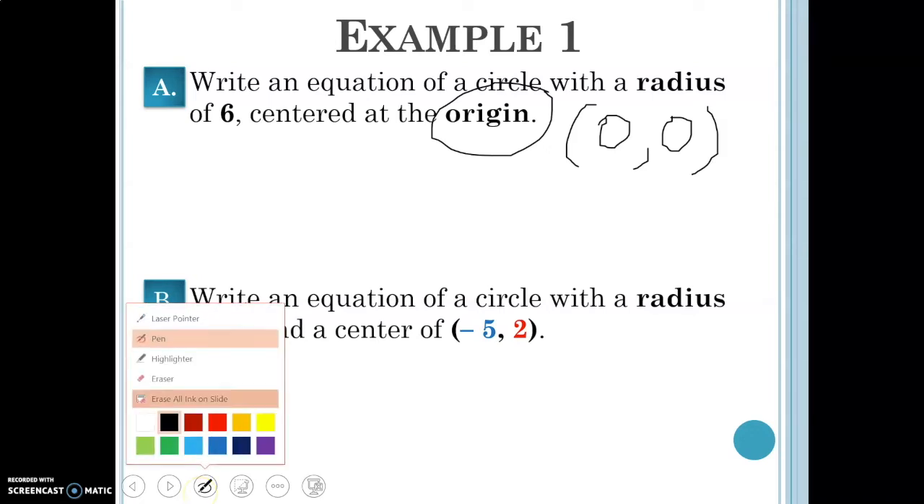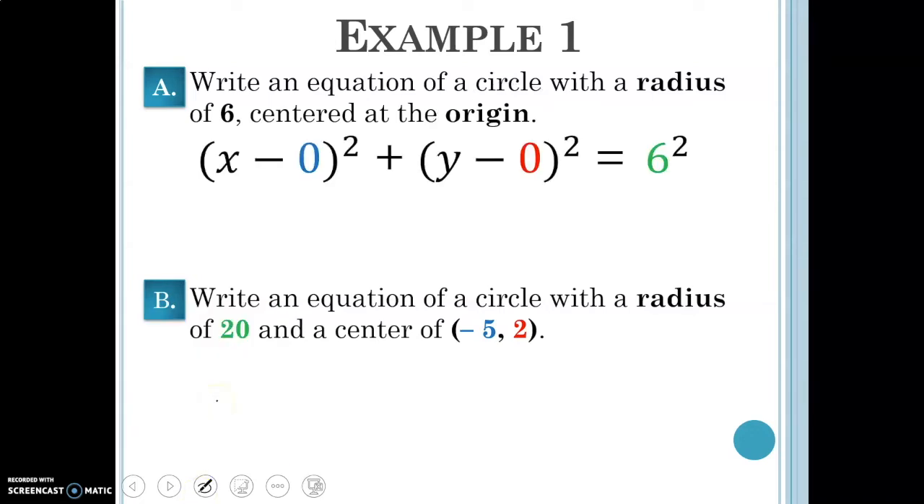With that said, I am going to substitute 0 and 0 into the standard equation of a circle, and I'm going to substitute the radius of 6. Now, how do you simplify that? Well, we know x minus 0 is just x, so we get x squared, and we know y minus 0 is just y, so we get y squared, and this is equal to 36. That's how you would write the standard equation of a circle.